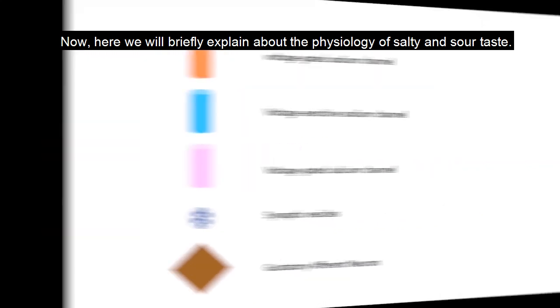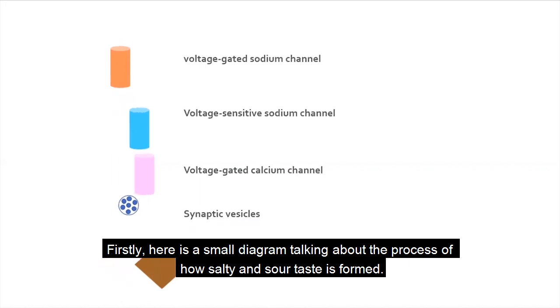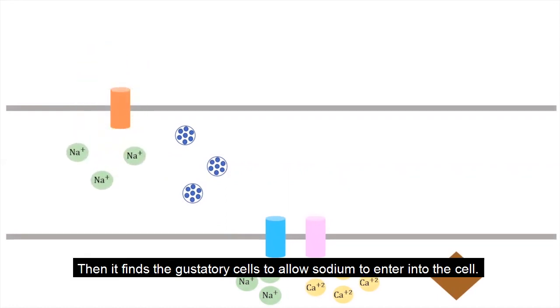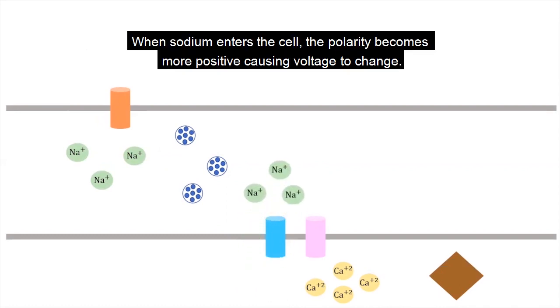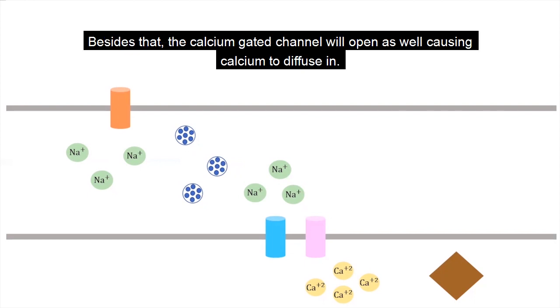Now here, we will briefly explain about the physiology of salty and sour taste. Here is a small diagram talking about the process of how salty and sour taste is formed. Salty taste requires sodium ions to be present. Then, it finds the gustatory cells to allow sodium to enter into the cell. When sodium enters the cell, the polarity becomes more positive, causing voltage to change. The voltage-gated sodium channel will open and allows more sodium to diffuse in. Besides that, the calcium-gated channel will open as well, causing calcium to diffuse in.